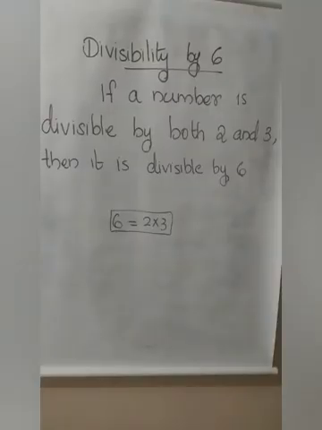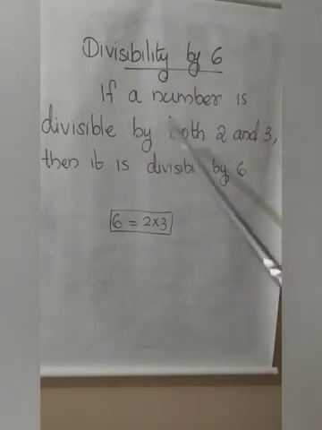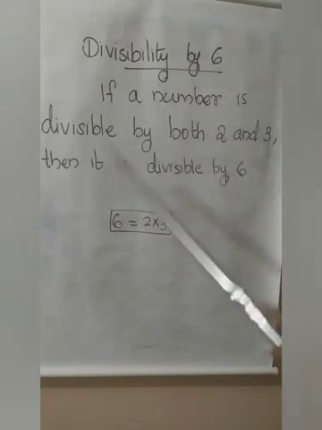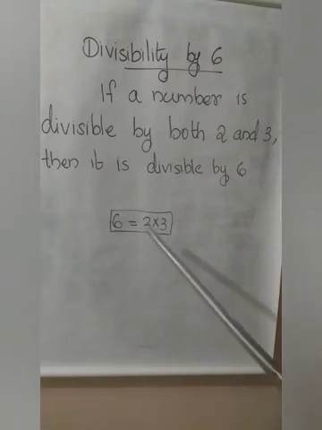What is the divisibility rule of 6? If a number is divisible by both 2 and 3, then it is divisible by 6. So, what is the condition for a number to be divisible by 6? It should be divisible by both 2 and 3. That means if it satisfies the divisibility rule of 2 and 3, then you can say it is divisible by 6. Why? Because 6 equal to 2 into 3.